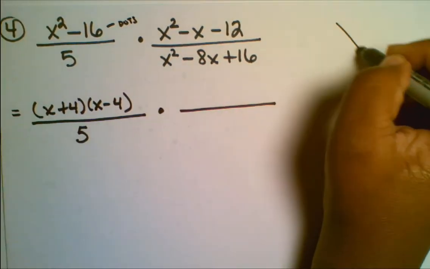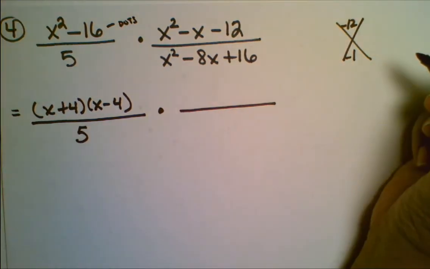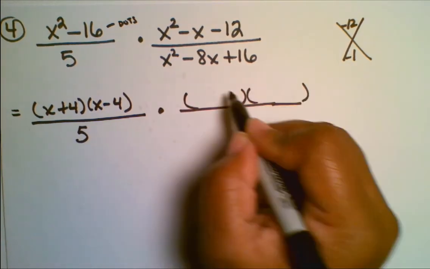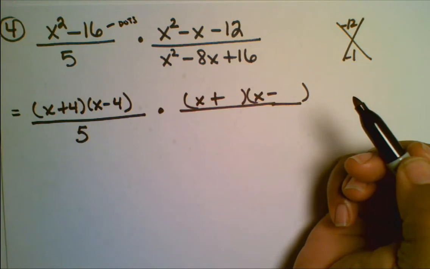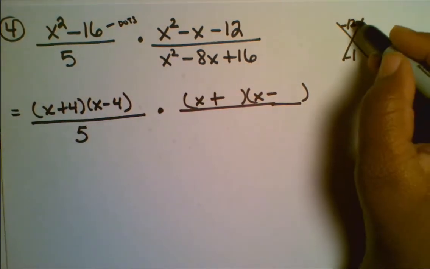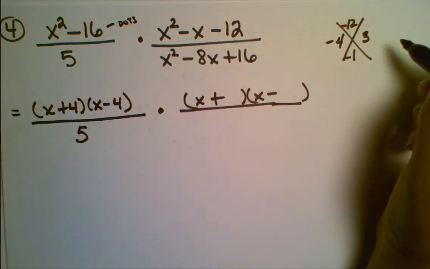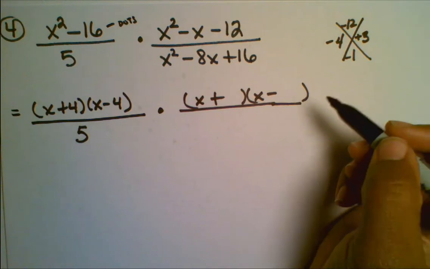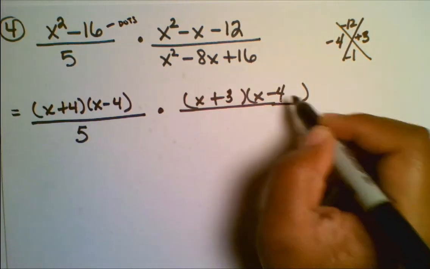numerator. We're saying what are factors of negative 12 that would add to give us negative 1. And with those binomials, the signs are going to be different. x and x for the first term, plus minus. So let's find factors. We have 4 and 3. We want the 4 to be negative, and we want the 3 to be positive. So 3 is positive, 4 is negative.